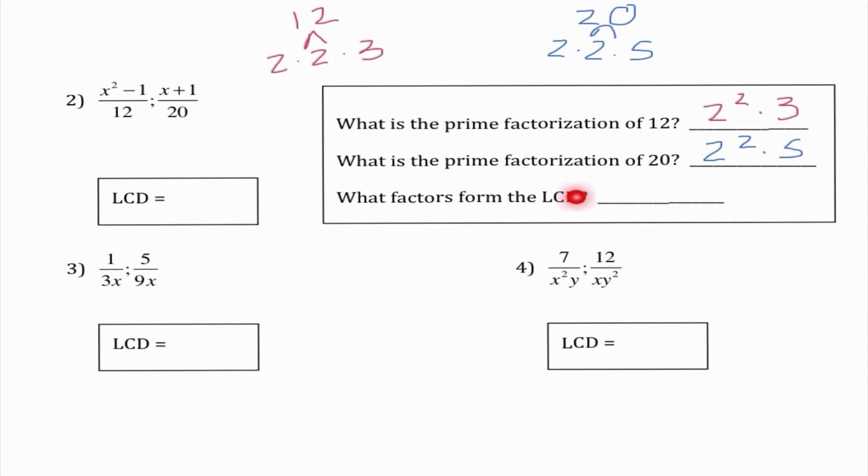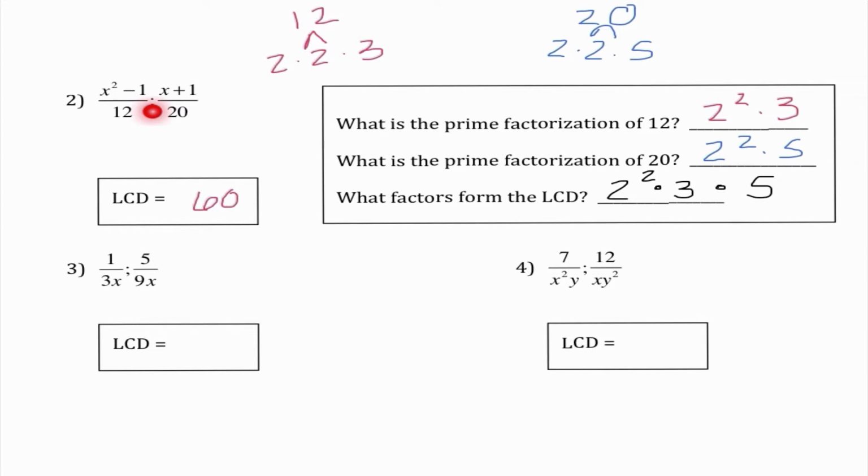So now, to find the factors that form the LCD, I notice this time I have 3 different bases. I have 2, I have 3, and I have 5. Now, I need to take the highest exponent of each base. So if we look at the 2's, I notice the highest exponent is 2. 3, the highest exponent is 1, and 5, the highest exponent is 1. So if I multiply these values together, I get 4 times 3, which is 12. 12 times 5 is 60. So 60 is the smallest number that both 12 and 20 go into.